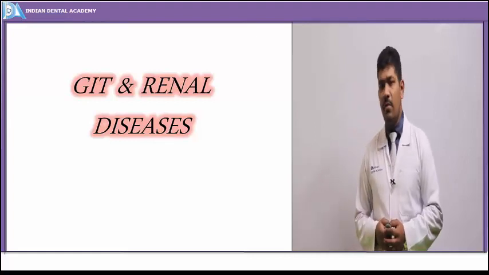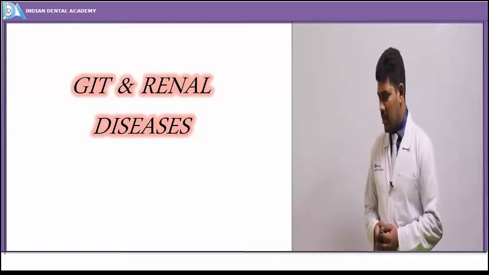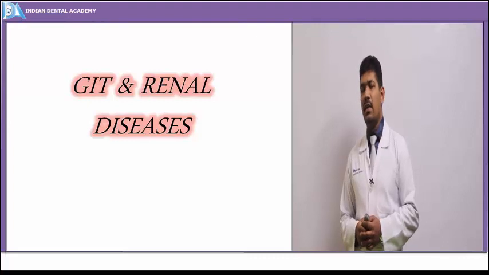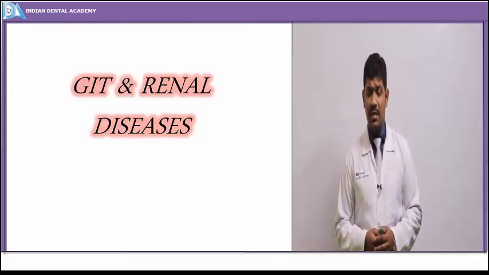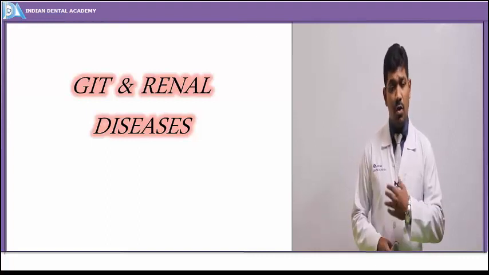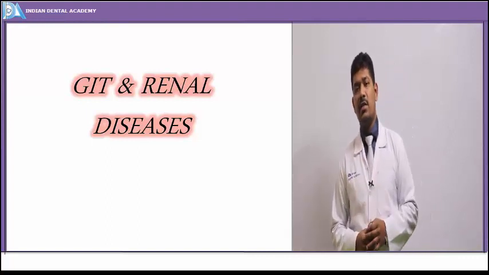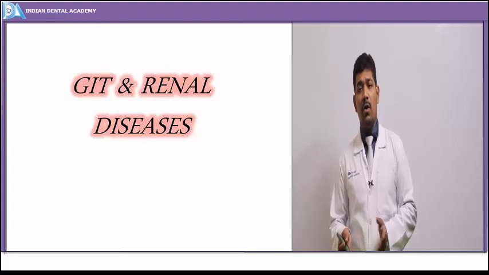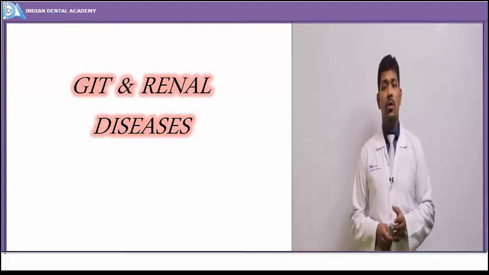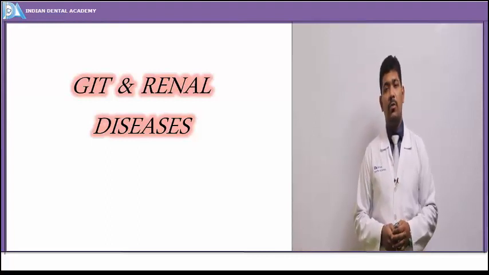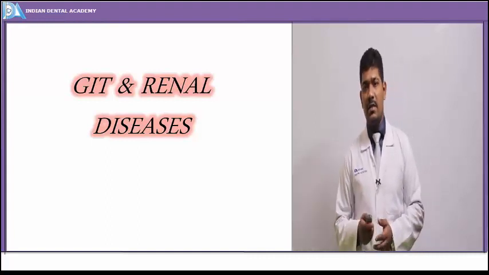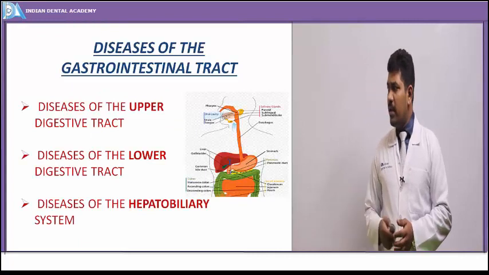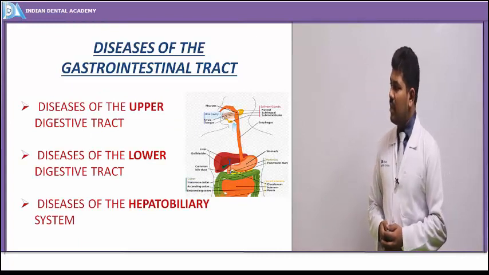In today's session, we'll be talking about the GIT, the gastrointestinal tract, and the renal disorders, the most common disorders affecting these systems, and how these complications or the side effects of the medications which are given help or hinder the progress of the treatment of any dental procedure, and how it can affect the dental physician as such. So moving on to the first system, that is the GIT system.